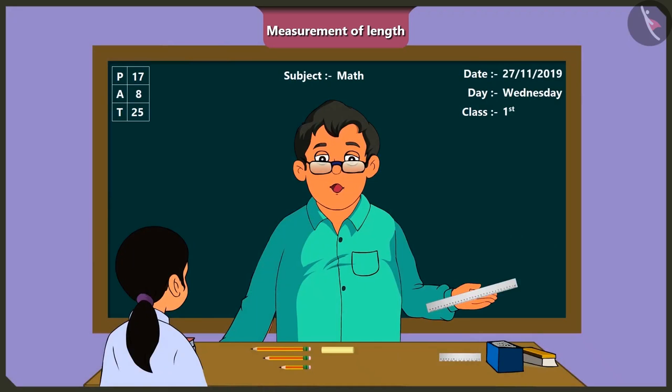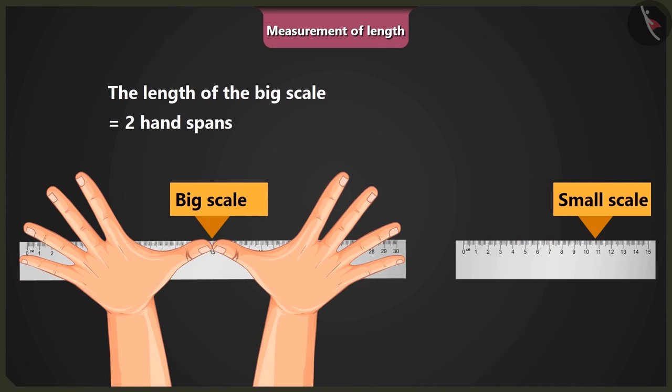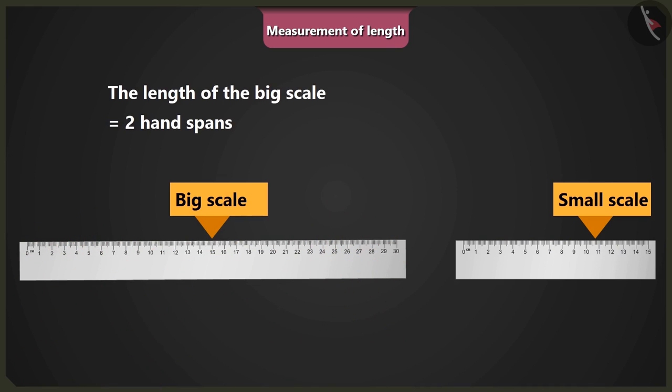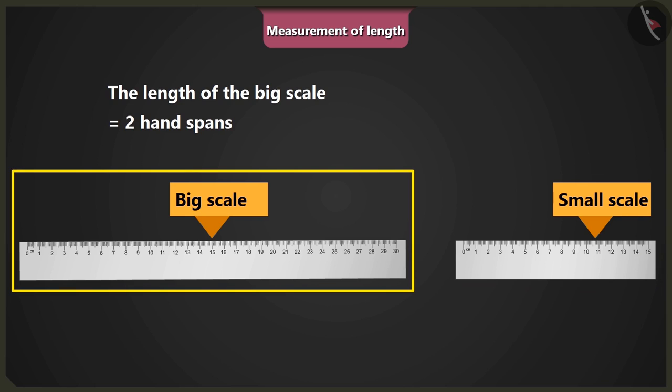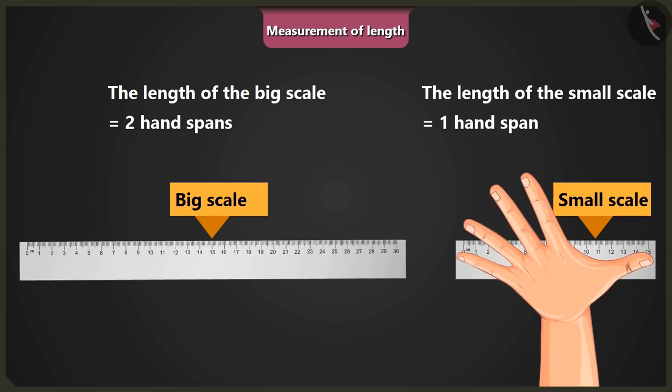Now look at the length of this big scale. It is equal to the length of 2 times my hand span. Can you determine the length of the smaller scale without measuring? Sir, the smaller scale seems to be of half the length of the bigger scale. Then the length of the smaller scale should be equal to your one hand span.